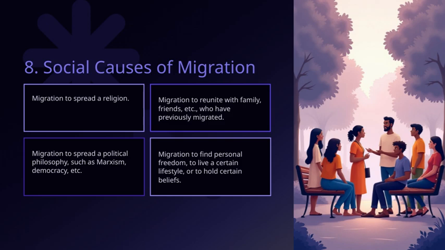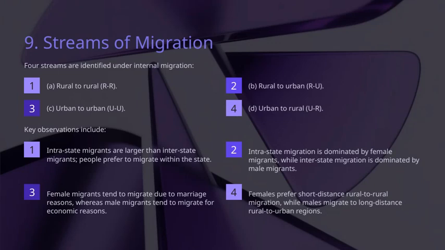establish religious communities. All of these reasons highlight how social factors, whether personal, familial, political, or religious, play a crucial role in why people decide to migrate. They connect to the broader theme of migration as a complex social phenomenon driven by a variety of human needs and aspirations. Let's take a closer look at the streams of internal migration.